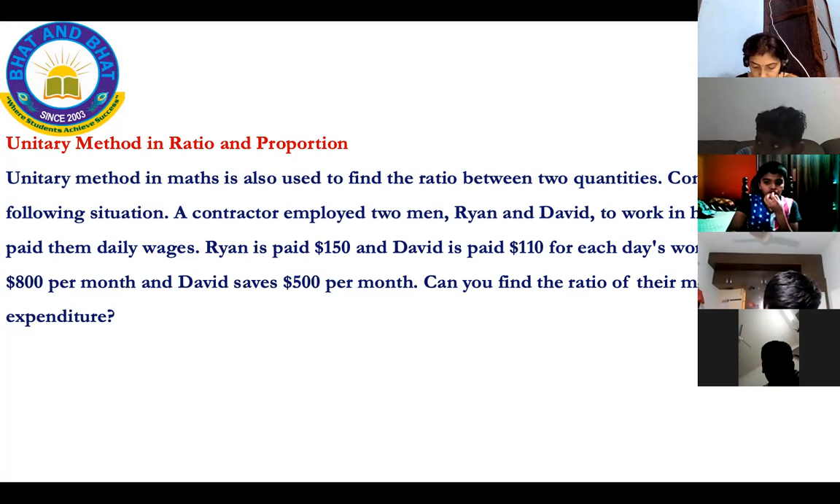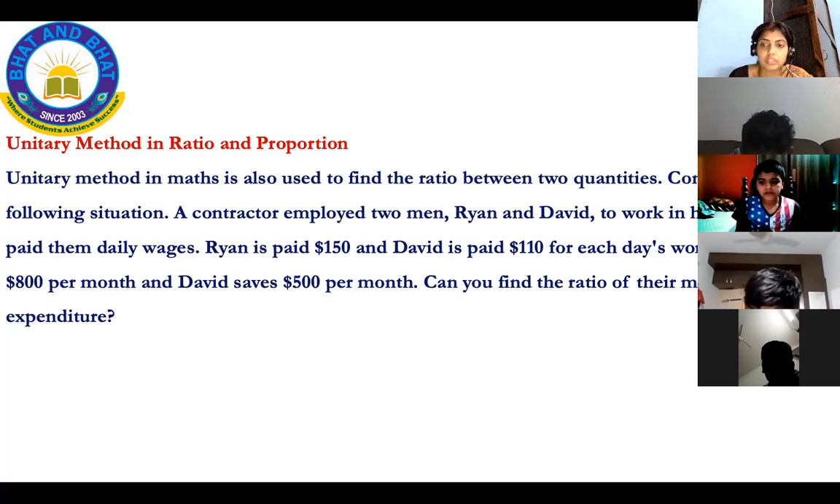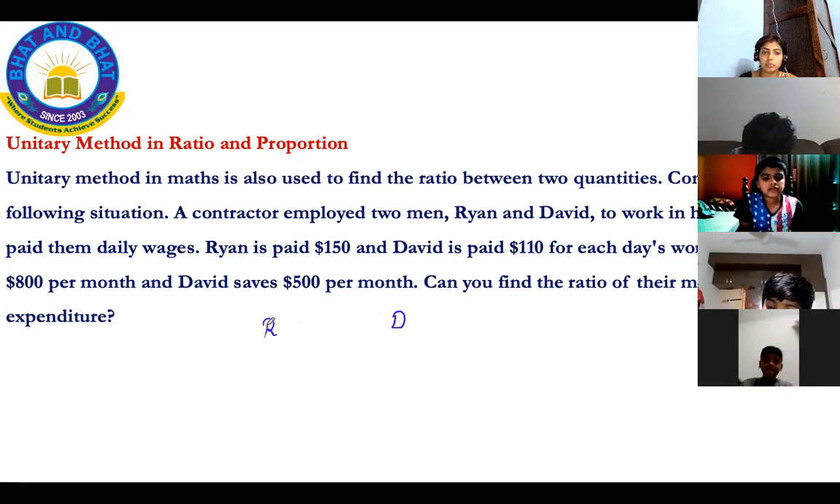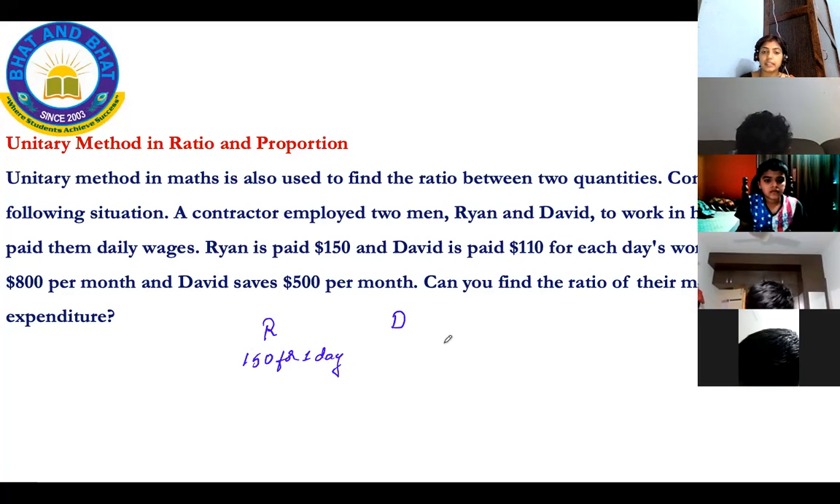Now, I'll explain the question first, then we will solve it. So here there are two people, Ryan and David. Now Ryan will get how much? He will get 150 rupees for 1 day. Correct? See, for each day's work, they are getting this much.